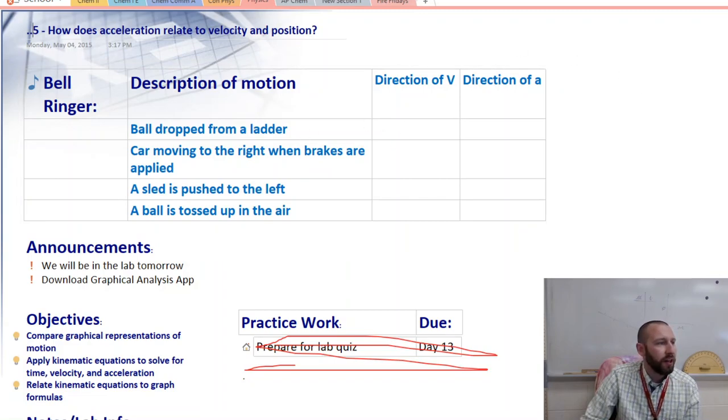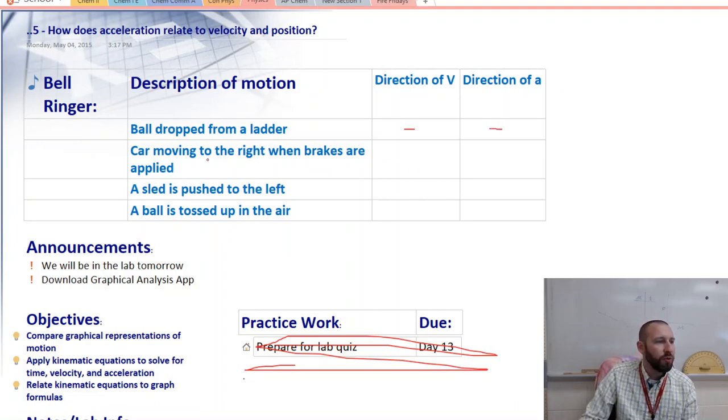Here's what we're going to be talking about. We're going to be talking about the ball dropped from a ladder. So what's the direction of velocity? Well, it's down. So that's going to be a negative sign, right? What about the direction of acceleration? Well, it turns out that gravity is pulling that ball, making it go faster and faster and faster the whole time. So the direction of acceleration is also down, also negative.